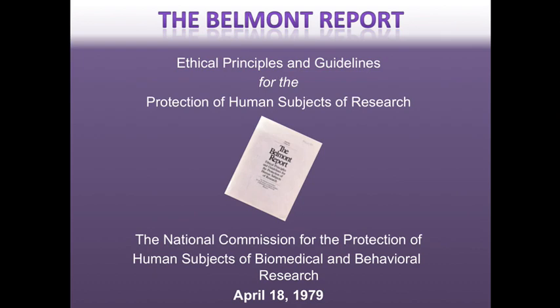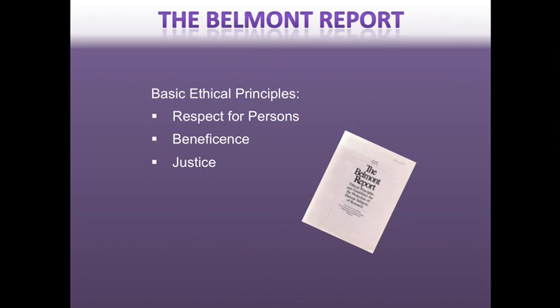So the commission in 1973 led to the Belmont Report, which is the report that really led to our modern codes for dealing with research ethics that we currently use for research. This Belmont Report was published in 1979, and it essentially laid out three basic principles for research ethics. And those are respect for persons, beneficence, and justice.